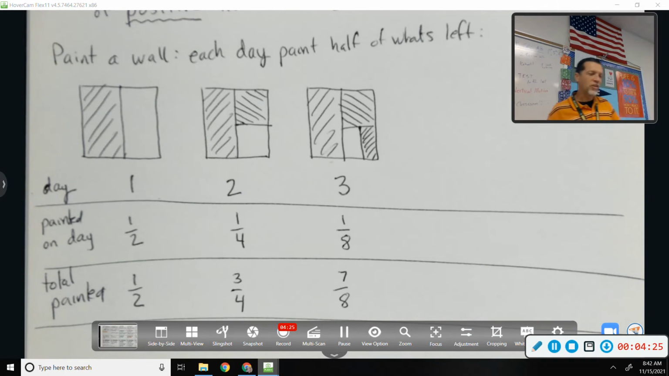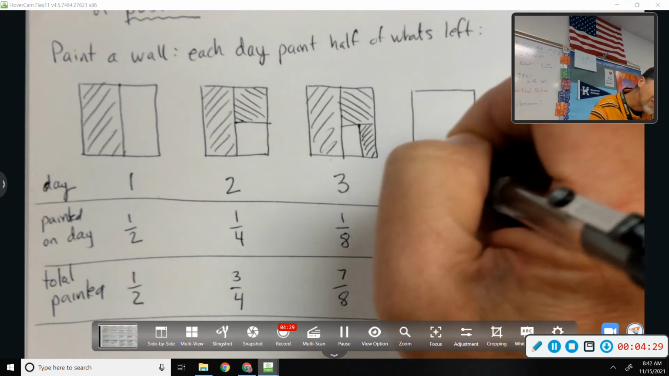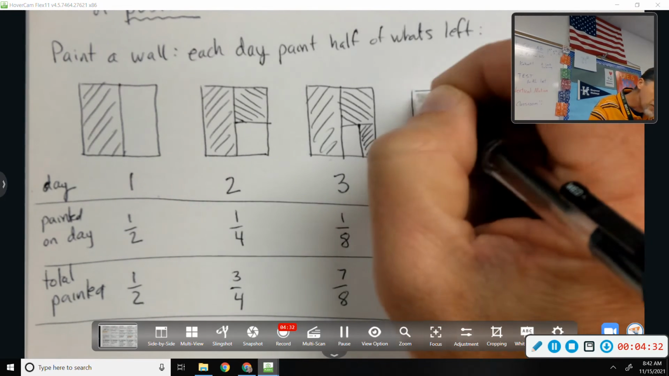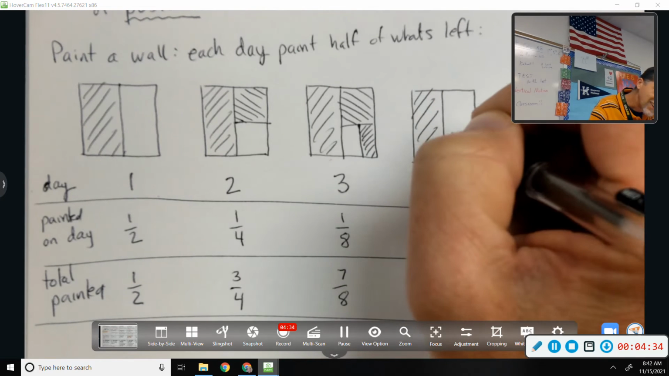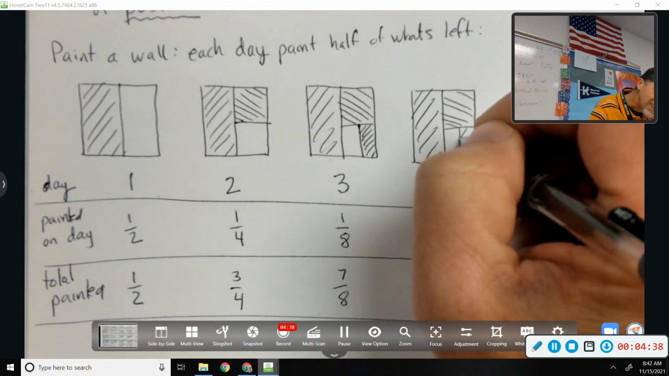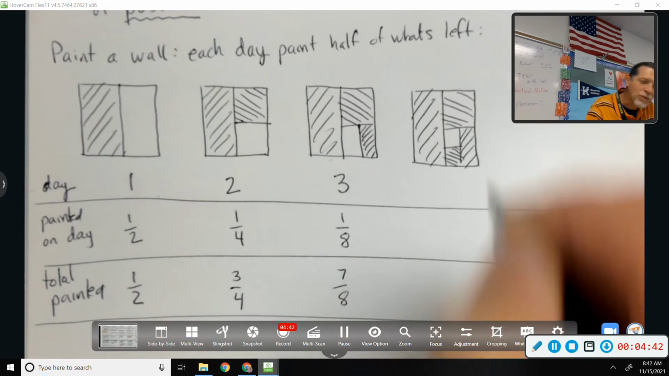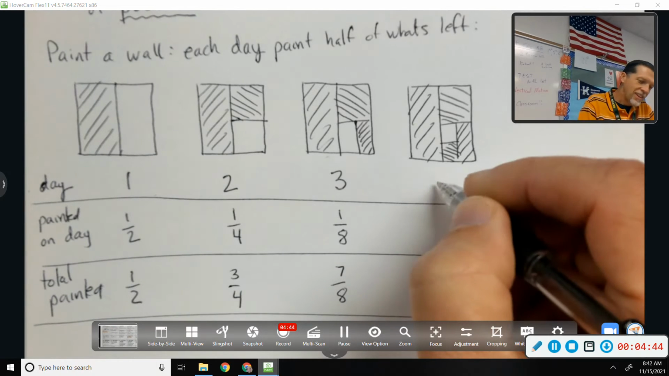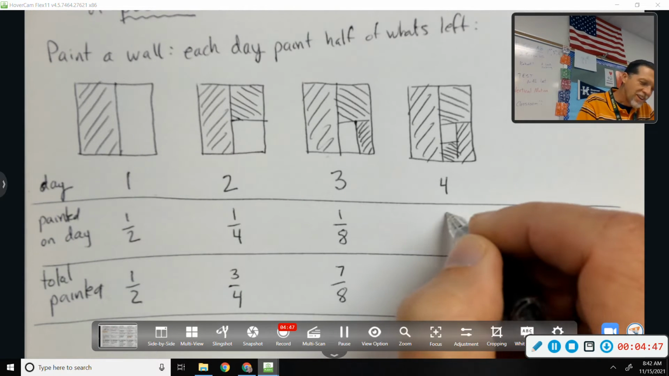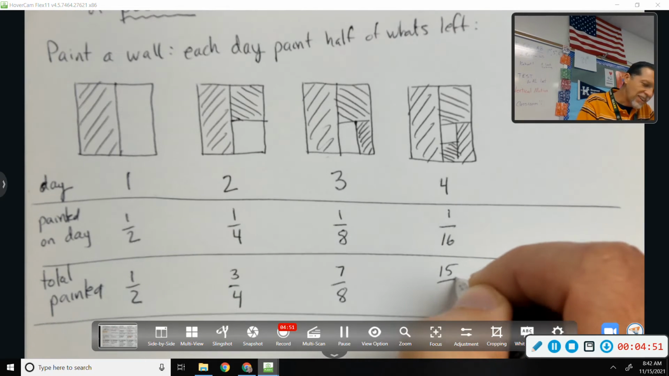Let's do one more picture because I like drawing these pictures. Oh, you're way ahead of me. Yes, 15/16 is the final answer there. But come on, let's draw the picture. You're just doubling. Yes, this is not the best way to paint a room, for sure. Why does your wall look like that? Day 4. We painted 1/16 of the wall, and you're right, 15/16.